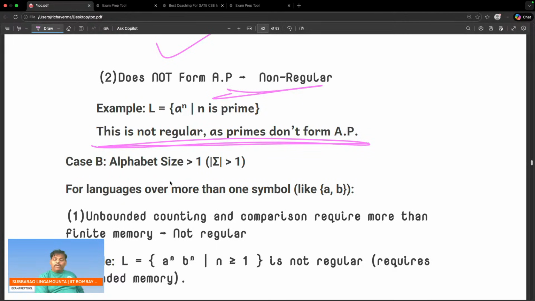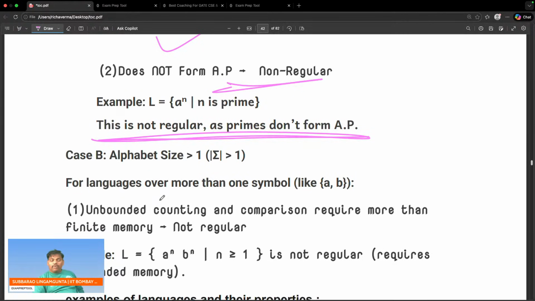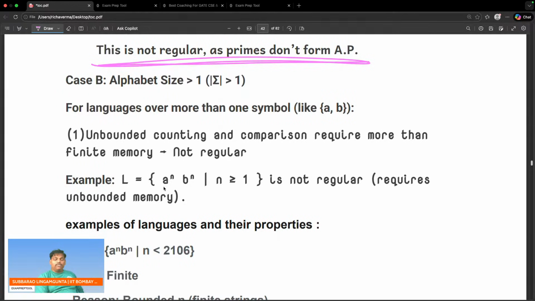Next one, alphabet size is more than 1. For example, 2 symbols, a power n b power n where n is greater than or equal to 1. Then a comparison is there, a comparison of a's and b's. Then it is non-regular.